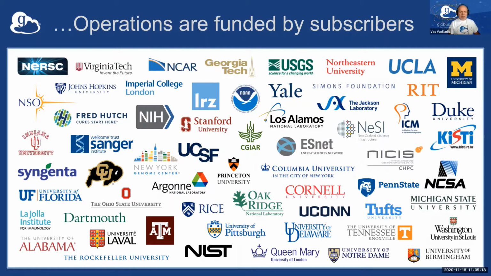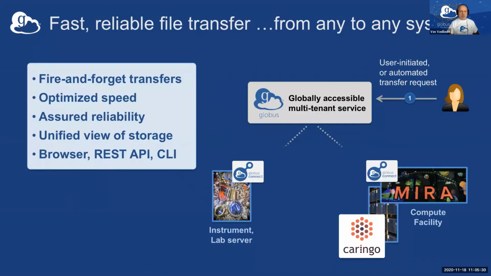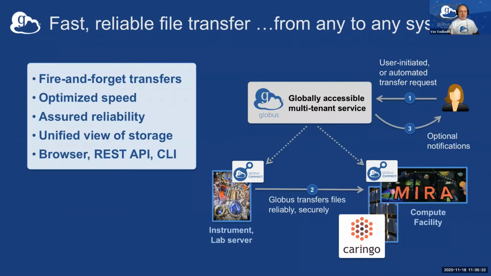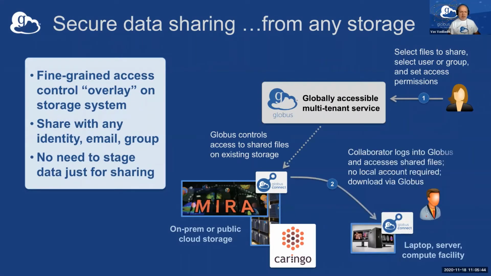Before I talk about Caringo's connector for Globus specifically, I just wanted to cover a couple of common use cases for those that are new to Globus. So at the core of the service, we have a managed file transfer service that allows you to move data between different endpoints, as we call them, different storage systems. Caringo is, of course, one of those. We also have the ability for you to share data directly from those storage systems without having users create local accounts and without you managing temporary accounts.